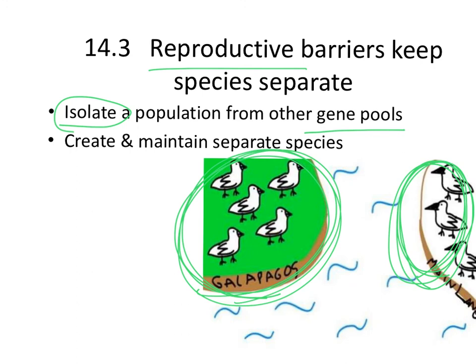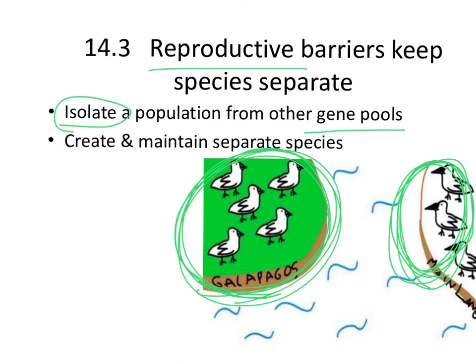What might end up happening is that this gene pool on the island becomes so vastly different from the gene pool on the mainland that it will then be impossible for those birds to mate. This is what we're going to look at for the next couple minutes, ways in which this happens.